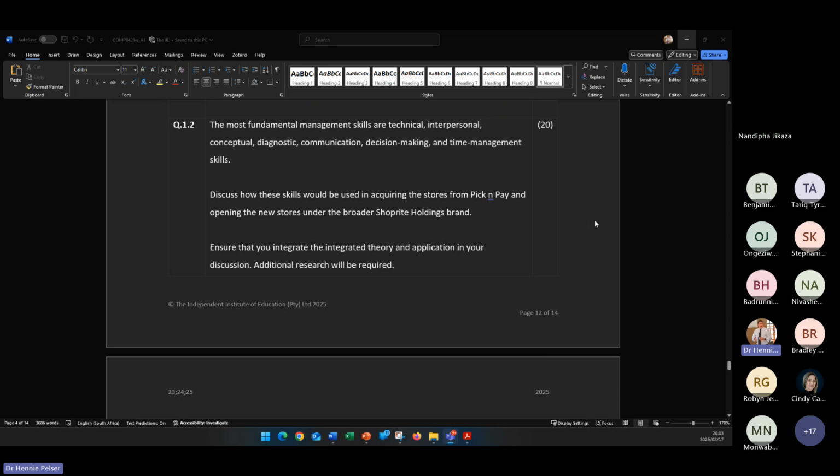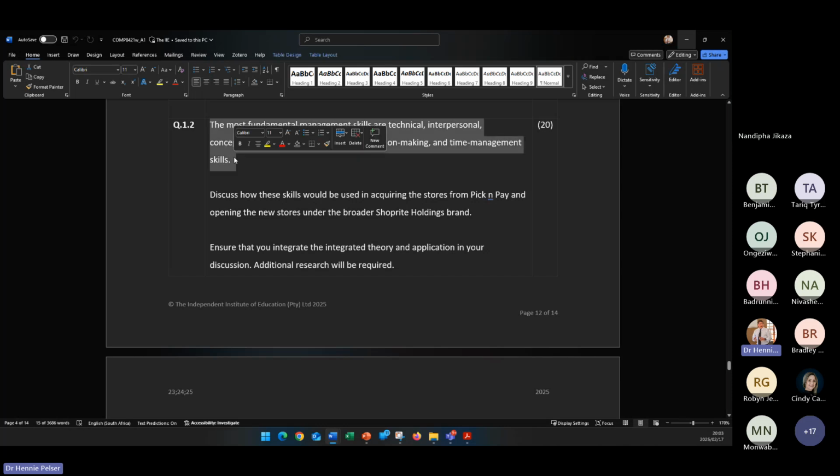Right, so 1.2, and you can see there, I do an introduction. You will normally find that I steal that from the textbook itself. So you should be able to, just by doing that, do a search in the slides and find it.